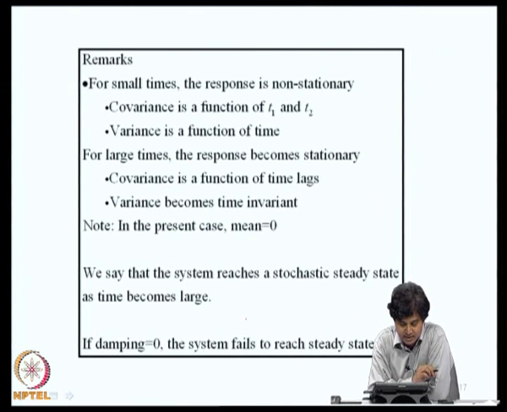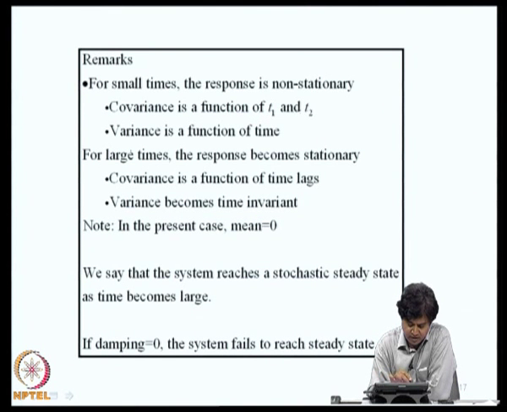So, we can summarize now. For small times the response is non-stationary, the covariance is a function of both T1 and T2 and variance is a function of time. For large times the response becomes stationary, that would mean covariance is a function of time lags and variance becomes time invariant. In the present case mean is always 0.